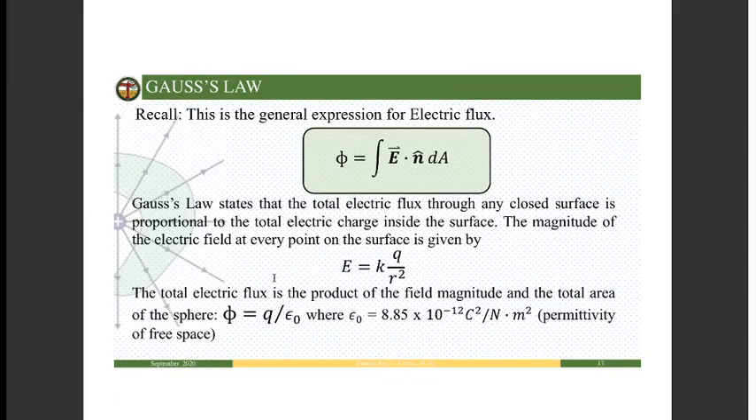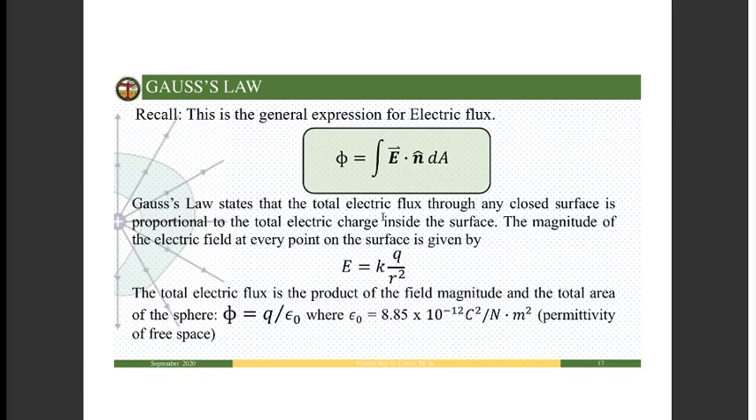Okay? So, yeah. So, recall that the general expression for electric flux is given by this. So, we have phi is equal to the integral of E dot n hat dA. So, we have this one. So, ang Gauss's law states that the net electric flux through any closed surface is proportional lang sa amount of charge or the net charge inside the closed surface.